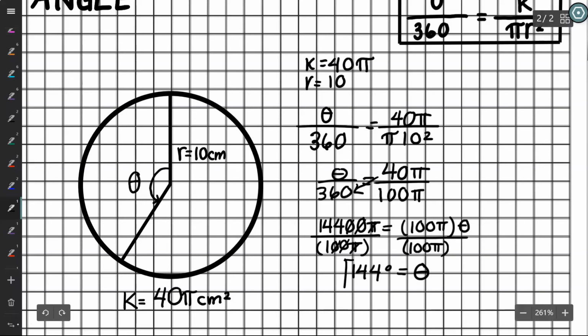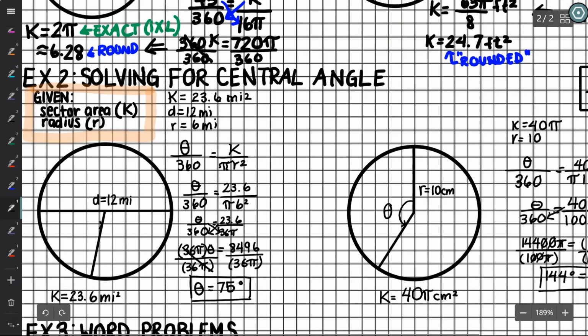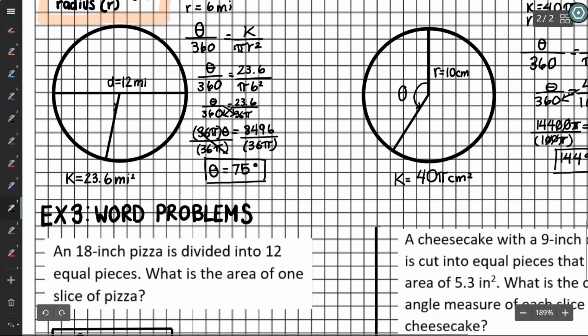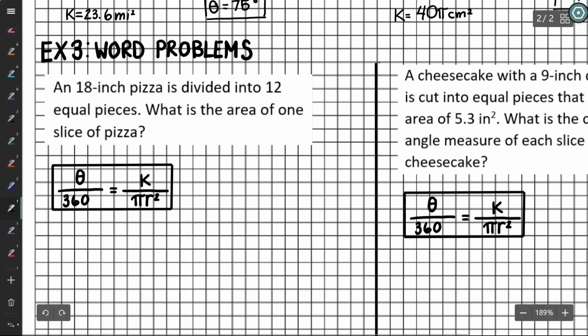Alright. And the last thing we're going to talk about is word problems. So we have our ratios that are the same, but before we do anything, we have to figure out what we're solving for, and what the problem gives us to start with. So I have an 18-inch pizza divided into 12 equal pieces. So I want to find the area. So that means I'm solving for K. So now 18 inches. Pizzas are measured all the way across. So that means that this 18 is my diameter. So diameter equals 18. So radius equals 9.